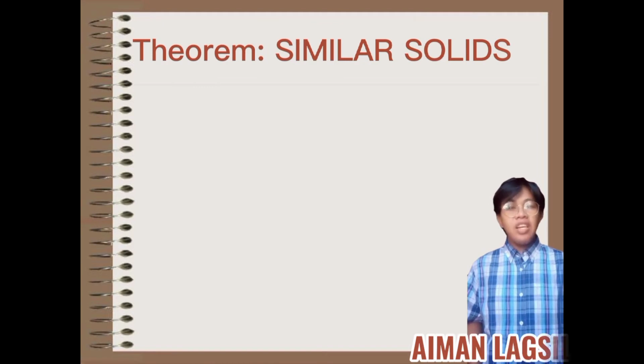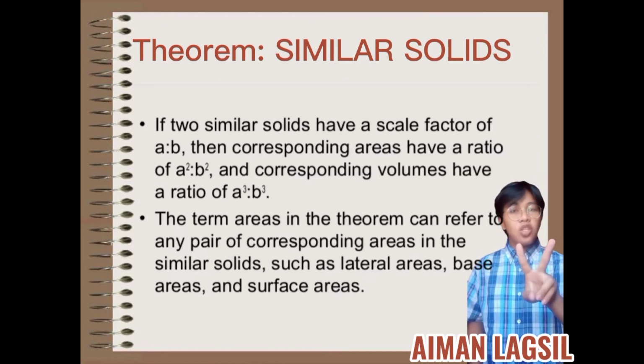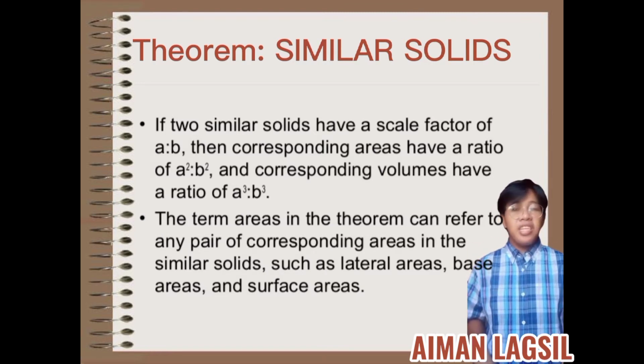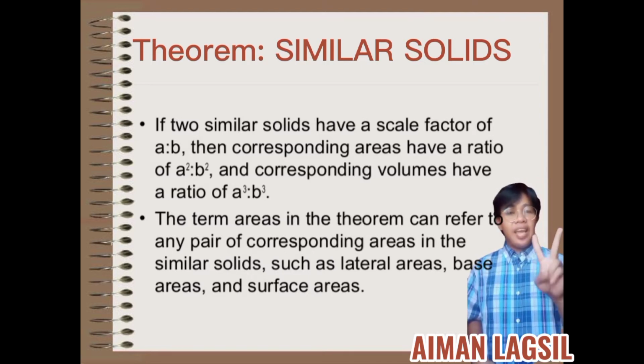Theorem. Similar solids. If two similar solids have a scale factor of A to B, the corresponding areas have a ratio of A squared to B squared, and the corresponding volumes have a ratio of A cubed to B cubed. The term areas in the theorem can refer to any pair of corresponding areas in the similar solids, such as lateral areas, base areas, and surface areas.